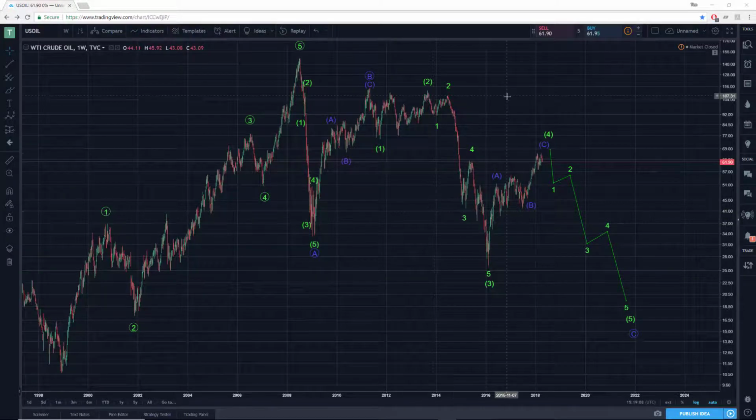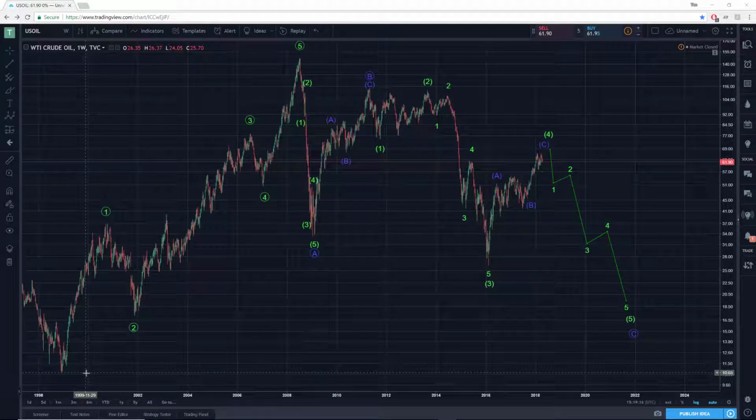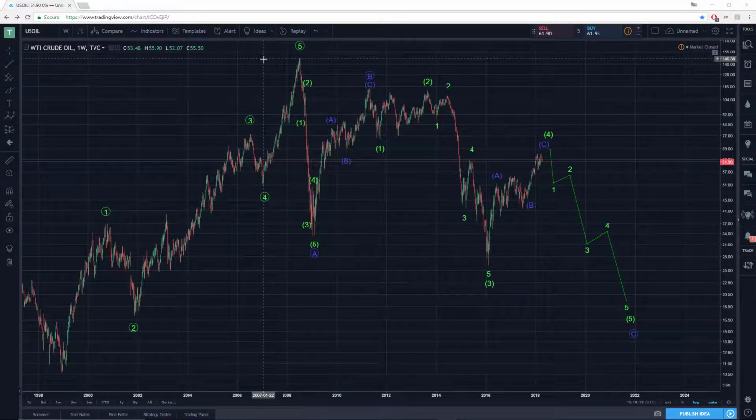Oh, and one more thing to mention, I do have this in log scale just to make things more proportional looking, since the difference between the high of the price chart and the low of the price chart is certainly more than 3 to 1. As you can see, we have almost $150, and then we have a low of $10 and change. Okay, so that's why it's in log scale.